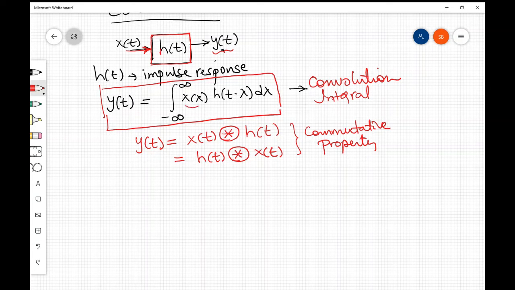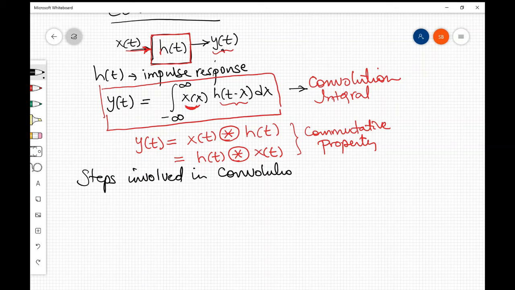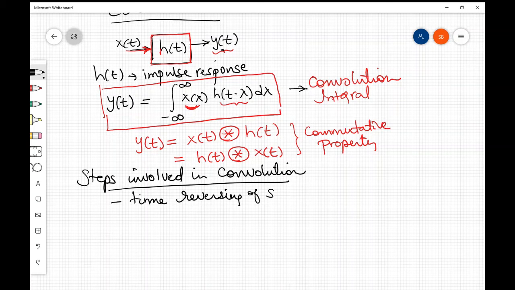Moreover, as we can see here, convolution involves taking the input excitation, then time shifting the transfer function and integrating them. So let me write the steps involved in convolution. The first one is time reversing of signals. For example, in that case we had h of t, and h of t was reversed to h of minus t.